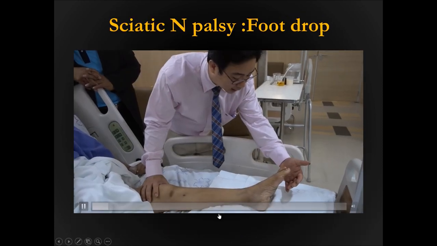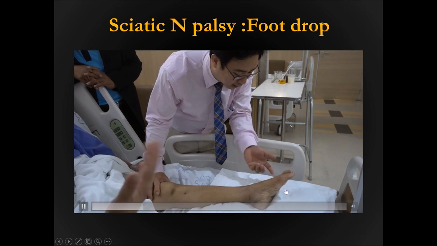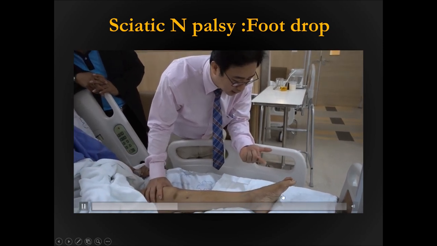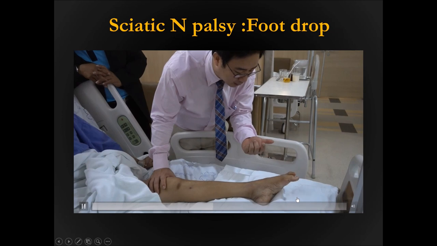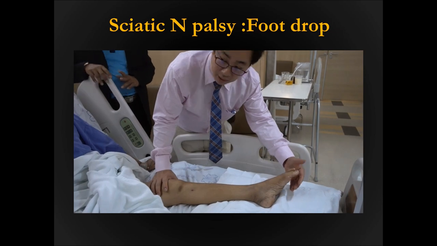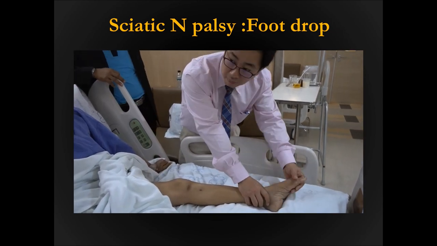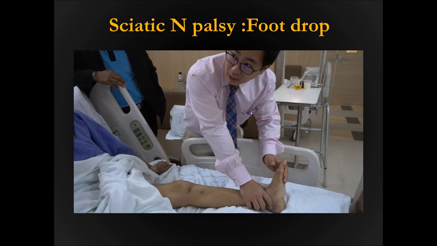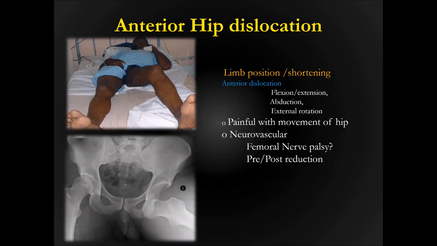So don't forget to check the foot. The tibial part is intact because the patient can still do plantar flexion, but cannot do dorsiflexion, which means sciatic nerve palsy. Every time you need to check, because if you miss this condition, you don't know whether it happened before or after the reduction. Very important. If it happened after the reduction of the hip dislocation and you didn't take note, the patient already has foot drop, you didn't take note, okay?